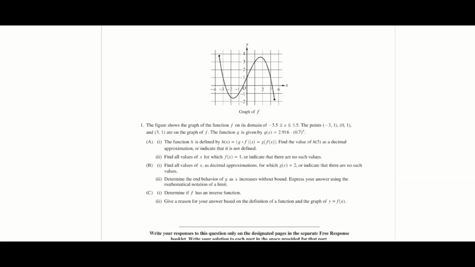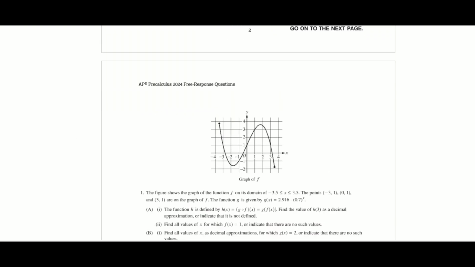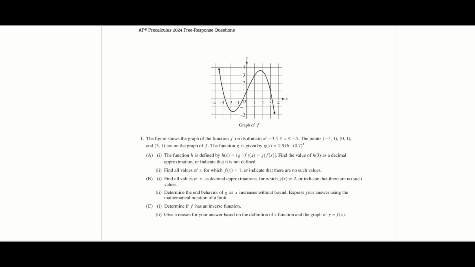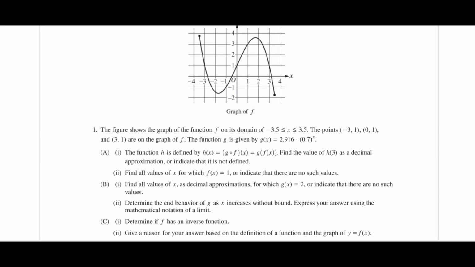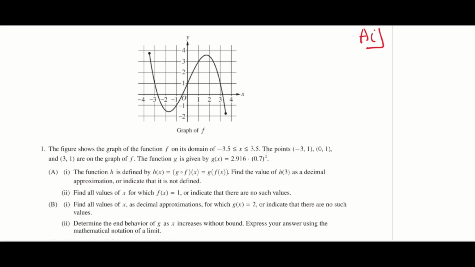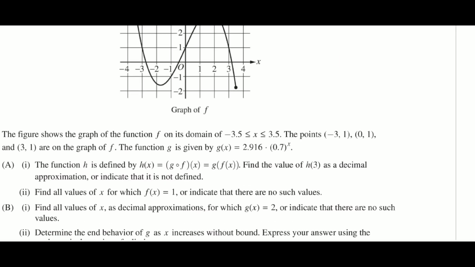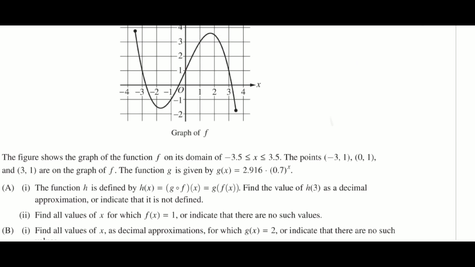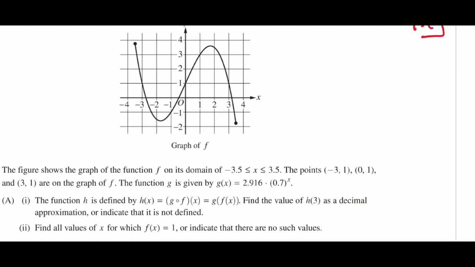Okay, let's begin. So this first FRQ is a calculator FRQ. A1 is asking for h of 3, and h is equal to g of f of x. So we have to do g of f of 3. And f of 3, we can look at this graph here. f of 3 is equal to 1. So we have to do g of 1.